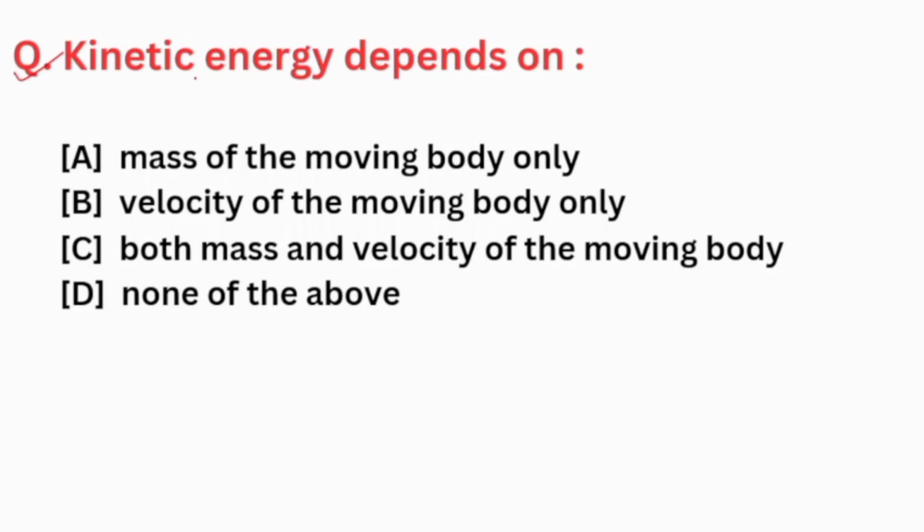Okay. Kinetic energy depends on, we know that kinetic energy of a body is equal to 1/2 the product of its mass, let's say m, and the square of its velocity v. So we can write kinetic energy equal to 1 by 2 mv square. Here m is the mass and v is the velocity of the object. So here we can see that kinetic energy depends on both mass and velocity of the moving body. Okay, let's move on to next question.